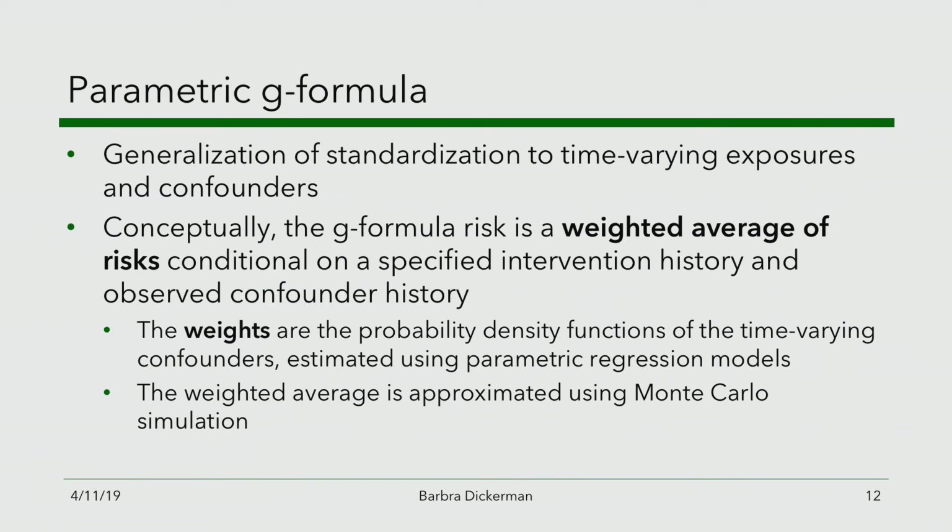So I think you've already heard about the G formula in a previous lecture, possibly in a slightly different way, so I won't spend too much time on this. So the G formula, essentially the way I think about it, is a generalization of standardization to time-varying exposures and confounders. So it's basically a weighted average of risks, where you can think of the weights being the probability density functions of the time-varying confounders, which we estimate using parametric regression models, and we approximate the weighted average using Monte Carlo simulation.